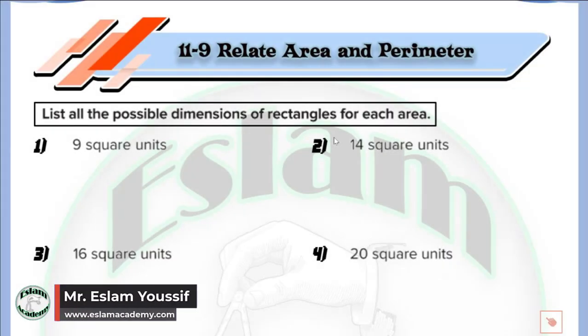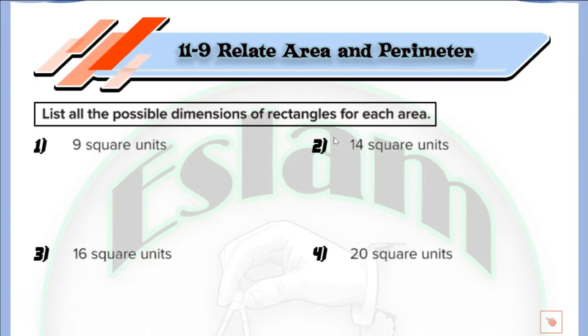In this video, we are talking about relating area and perimeter. At first, we need to revise the meaning of area and the meaning of perimeter. The perimeter is the sum of the side lengths, or the length of the sides around the shape. But the area is the number of square units that we need to cover the shape without overlapping.